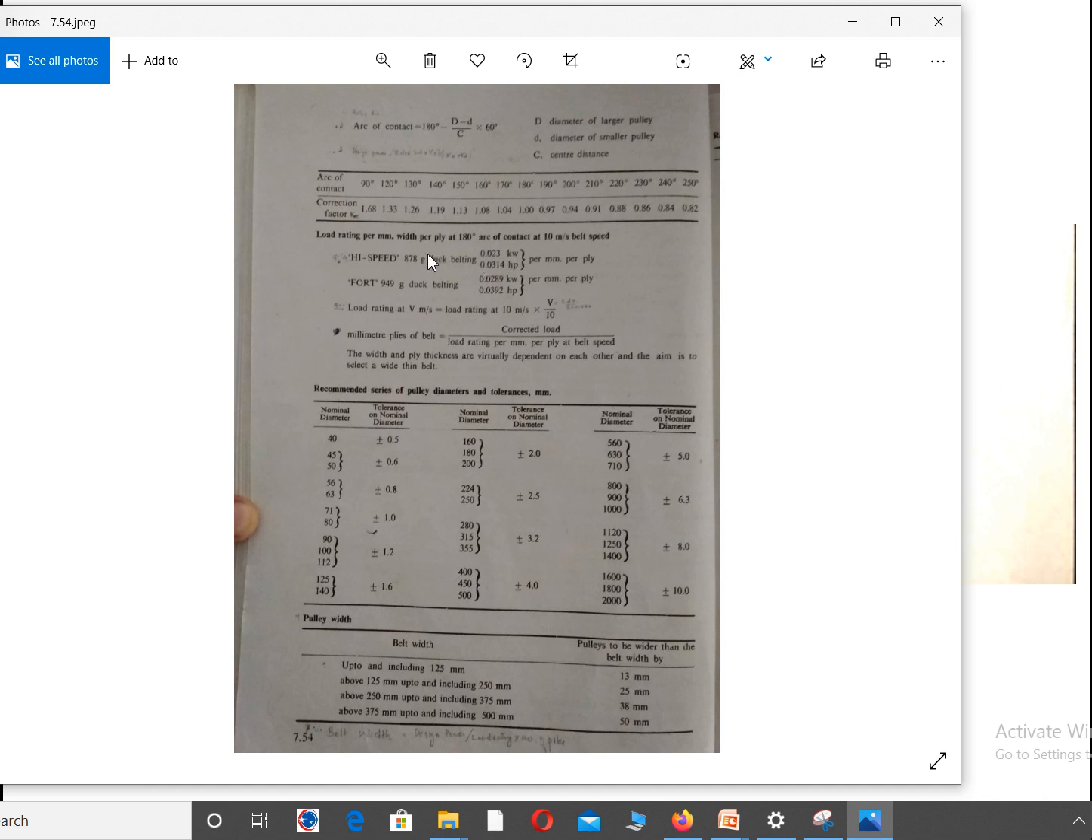Okay, so for this belt there is a standard value. For the high speed belt it can take a load of 0.023 kilowatt per ply. Okay, so it can only withstand this much load. For a higher load you need to take the 4949, which can sustain 0.0289 kilowatt per ply. So depending upon that you may take the type of belt. If nothing is given, you can take any of the belts, right?